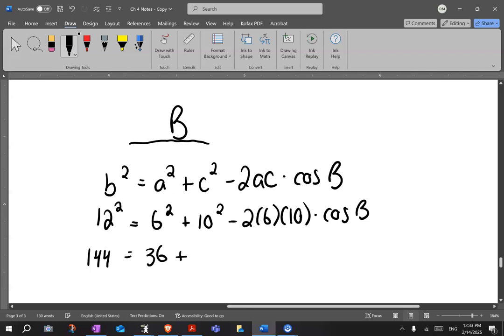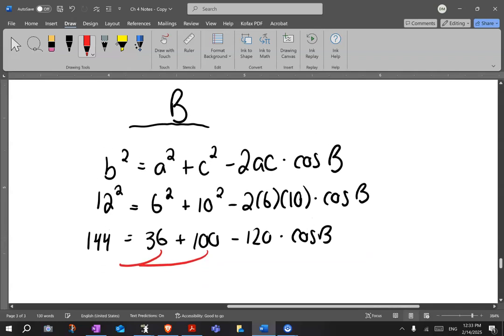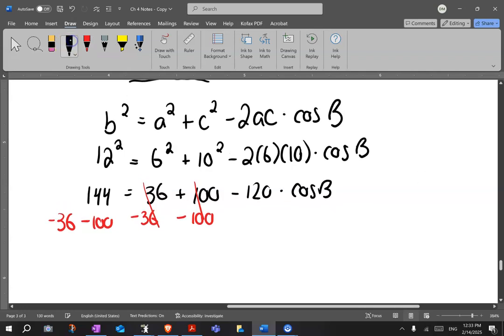144, 36, 100, 120 cos of B. Again, I'm going to just throw those two over. I can't add the 120 because it's being multiplied. I'll have to divide that later. So these will be gone, and I'm going to move them over here. And 144 minus 100 is 44. That's just going to be an 8.